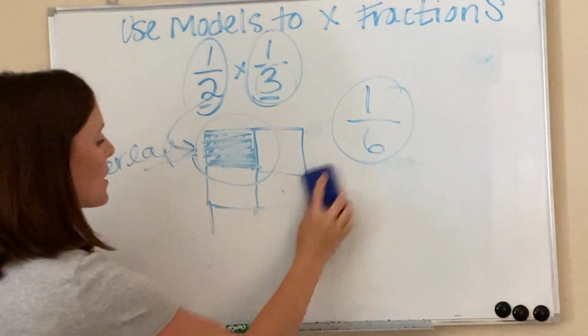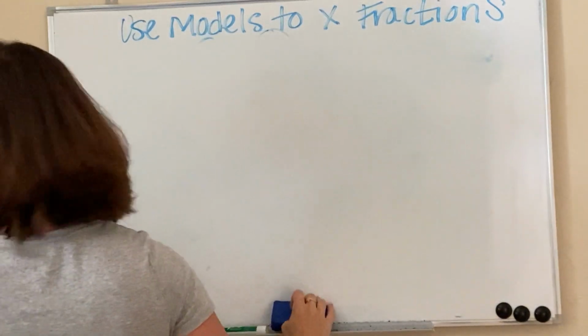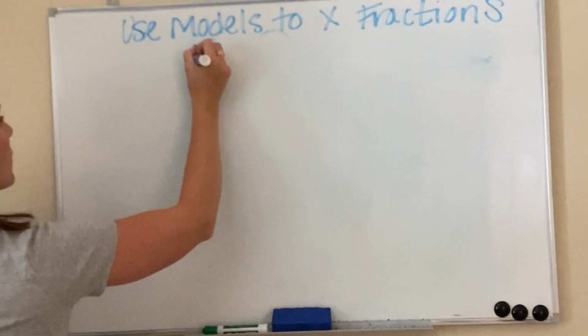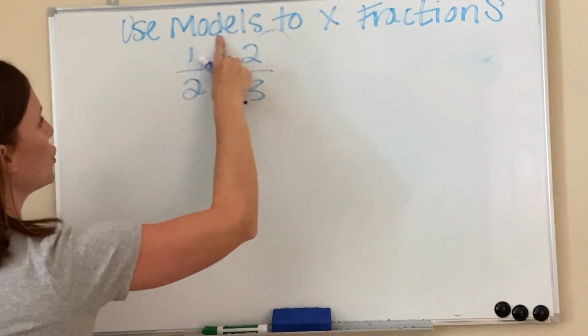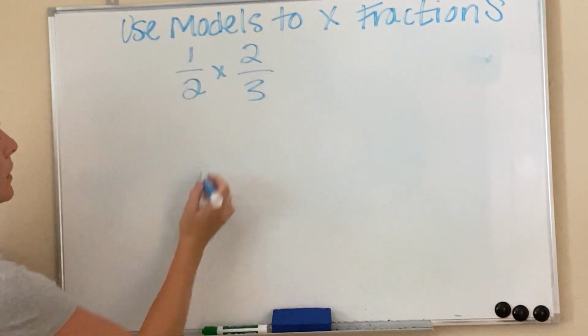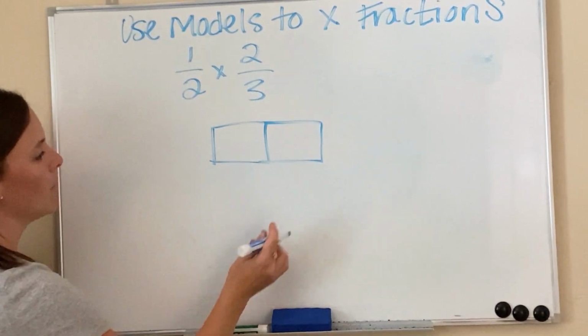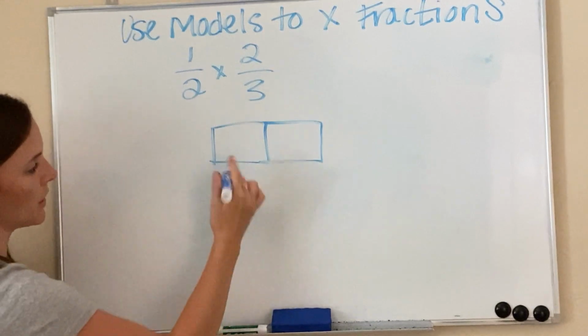All right, I'm gonna show you another one, and hopefully it starts to click. Let's say we have 1/2 times 2/3. So I'm still gonna do a 2 by 3, okay? So I have a half. I have 2 pieces, but I also need to do it 3 times.